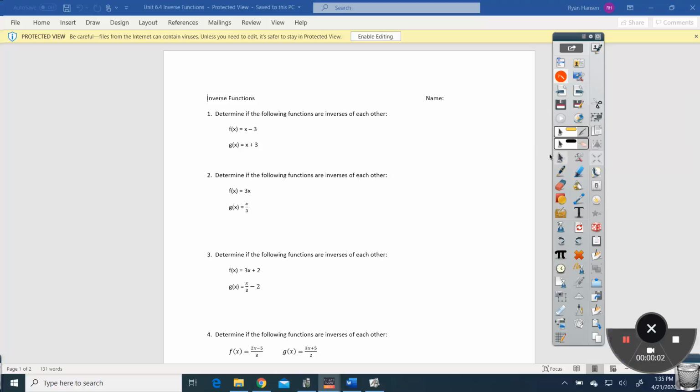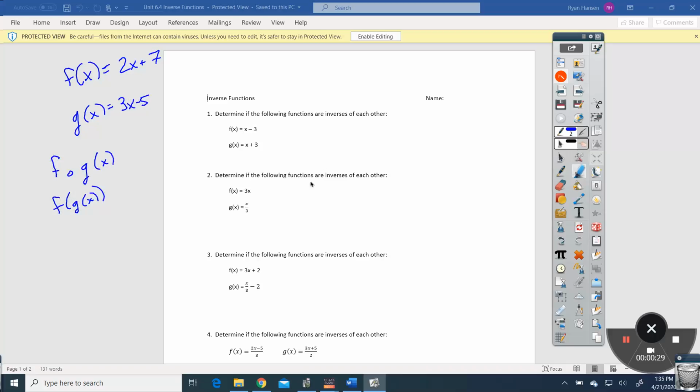So you're supposed to find or determine if these are inverses of each other. Now, to do that, we're going to have to do what's called function composition. To give you an idea of what that is, if I have f of x equals 2x plus 7 and g of x equals 3x minus 5, it looks like this, f of g of x, or you'll also see it written like this.